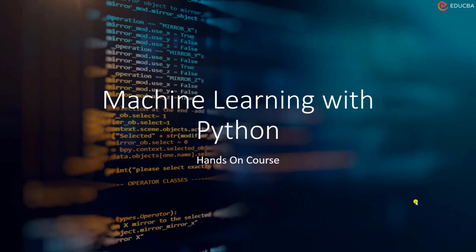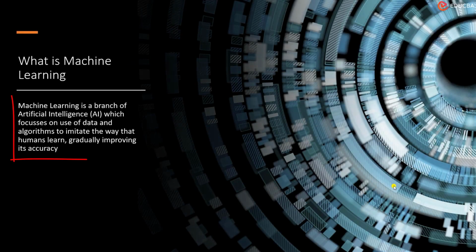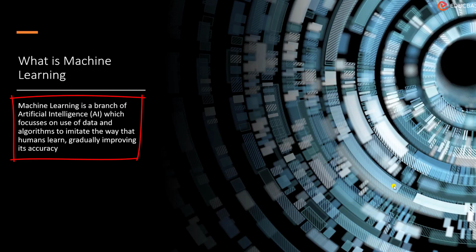Let's first understand what exactly machine learning is and how it is different from the traditional programming approach. Machine learning is a branch of AI, which is nothing but artificial intelligence. This branch focuses on data and using algorithms to imitate the way that we humans learn, thereby increasing its accuracy in a gradual manner.